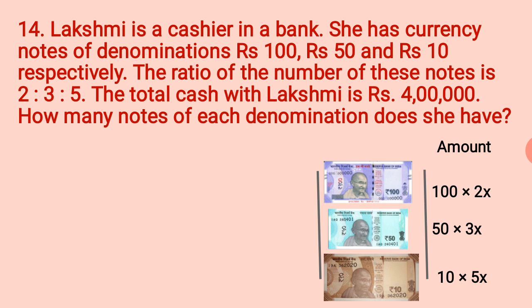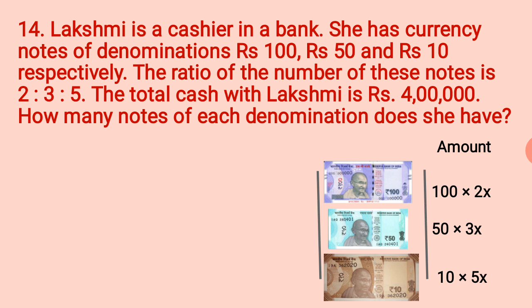Now children, you have been to a bank, I hope. If not, you can visit and you will come to know about the system that goes on over there. Anyhow, here we are told that this Lakshmi is a cashier in one of the banks. So obviously she'll have a lot of notes, money kept with her. Here in this example, she has 3 types of notes. That is why we are writing that she has currency notes of denominations 100, 50 and 10. That means she has these 3 types of notes. You can see they are reflected on your screen.